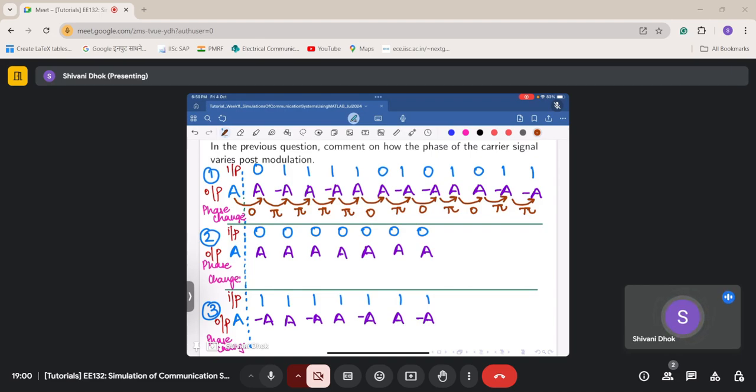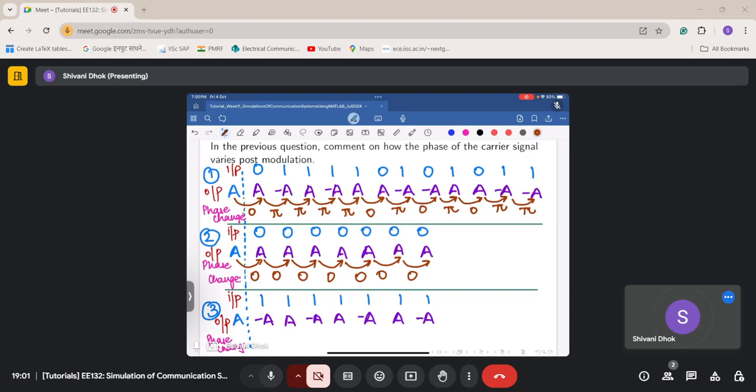Okay, let's repeat the same exercise for the second part now. Here the initial state was A, then we saw a 0. Since it was a 0, no phase change. After that we saw a 0 again, so again no phase change. We saw another 0, no phase change, and again 0, no phase change. Since I saw a series of 0s, there is no phase change.